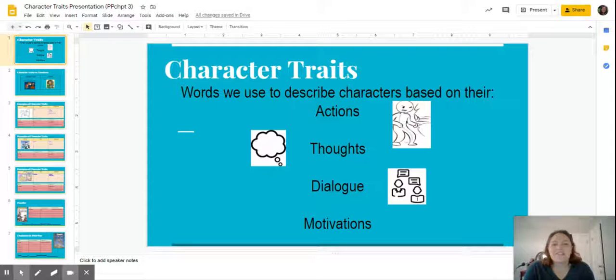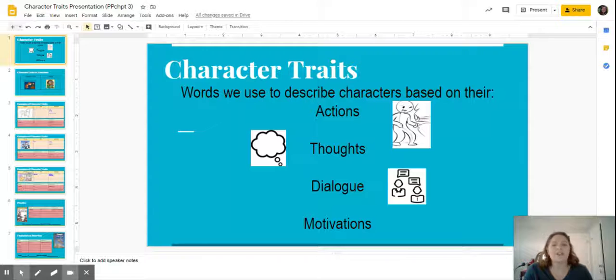Hi, boys and girls. Today I'm going to show you a mini lesson on character traits. This week's English Language Arts Weekly Challenge is for you to listen to Chapter 3 of Peter Pan and then choose one of the characters from the story and describe them using a character trait.